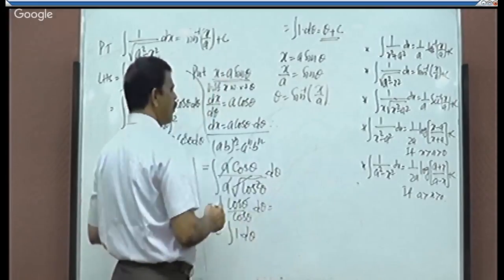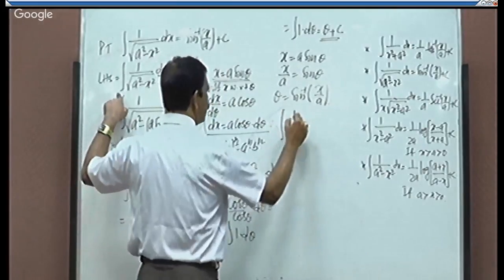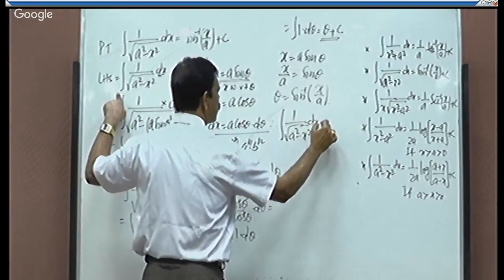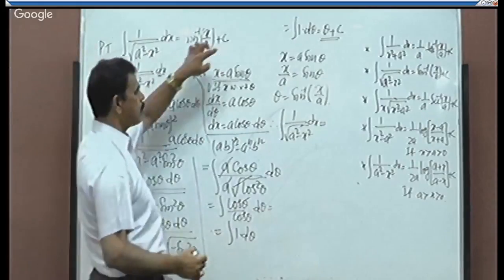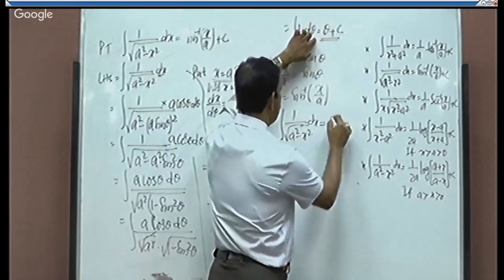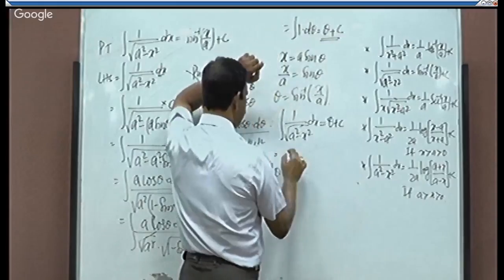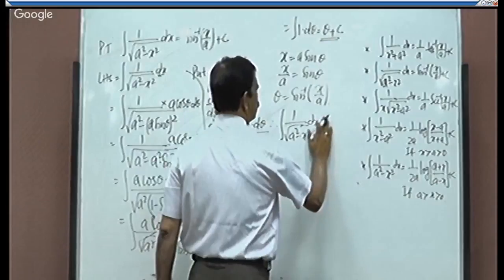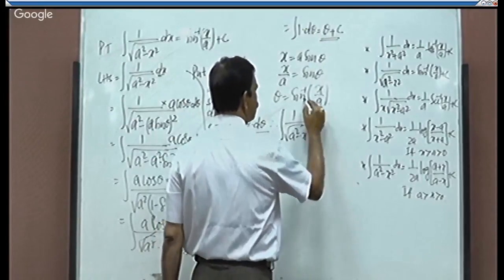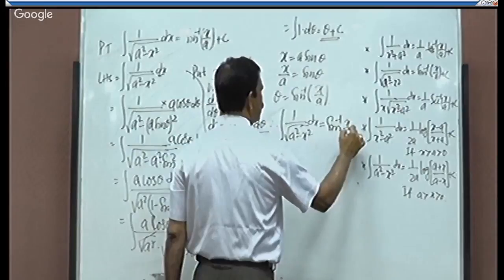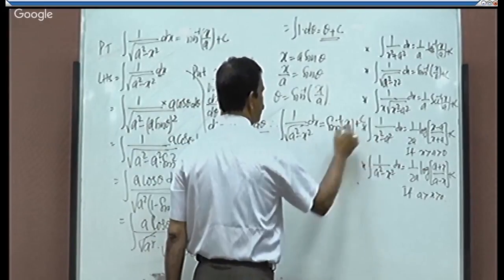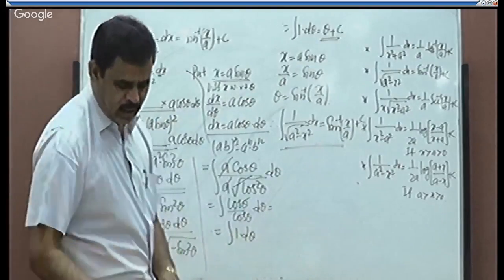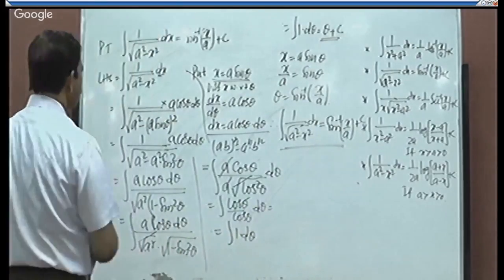Therefore, integration of 1 divided by root of a square minus x square into dx is equal to what? It is theta plus c, right? Theta means sine inverse of x by a, plus c. This is the proof of the second formula, right? Then let us prove the third one in the same way.